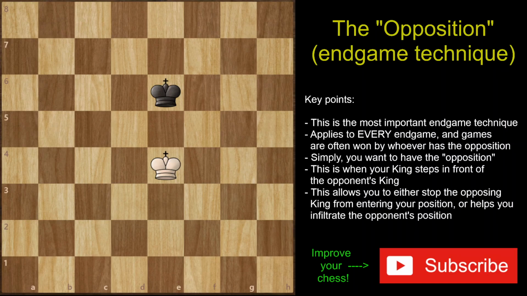Alright, so today we're going to cover one of the most important in-game techniques there is in chess, and that's the concept of the opposition. As the notes say here, it applies to every endgame, and often the winner is the one who has the opposition. So we're going to go through what it is, as well as a couple of examples.